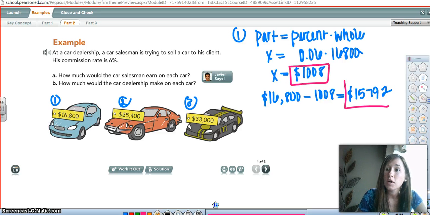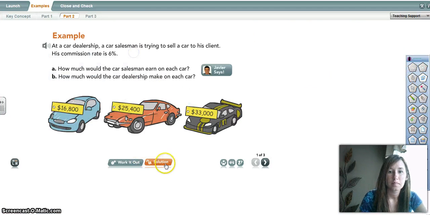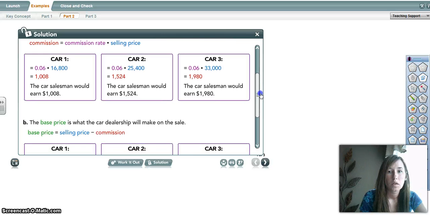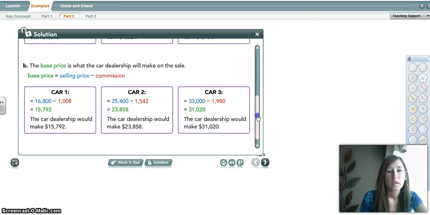Now there are 2 more cars, so why don't you go pause the video, try them out, make sure you can do it on your own, and then check your answers. You can see how much each car would earn the salesman, and you can see how much the dealership would get.